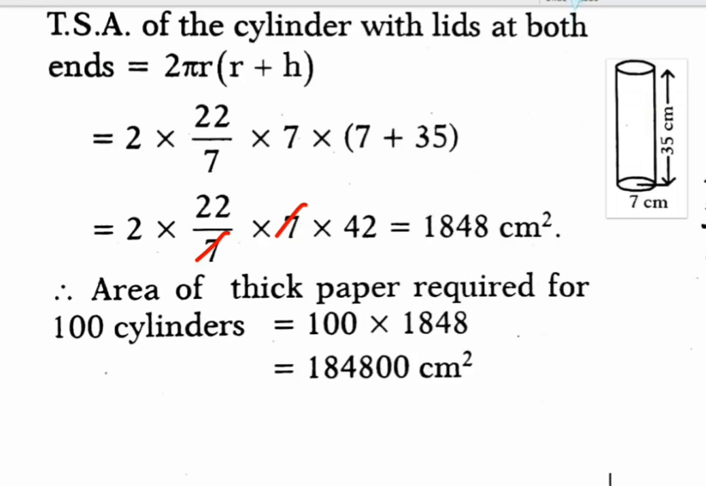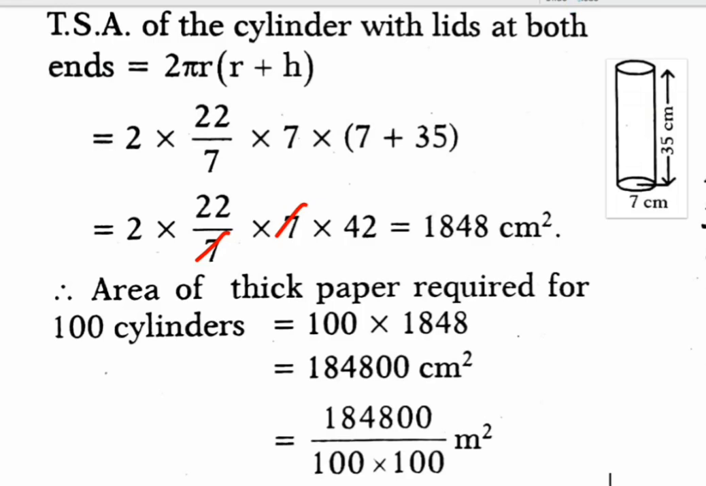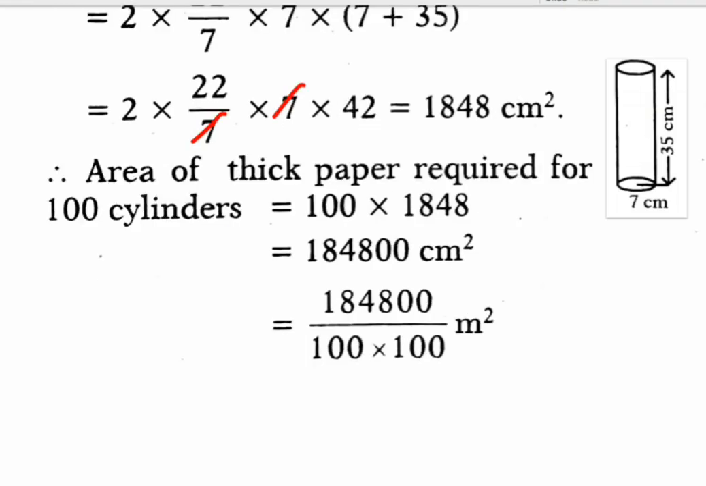Therefore this is equal to 1,84,800 centimeters square. To change into meters, this is equal to 1,84,800 by 100 into 100, square we will get in meters. Therefore this is equal to 18.48 meter square.